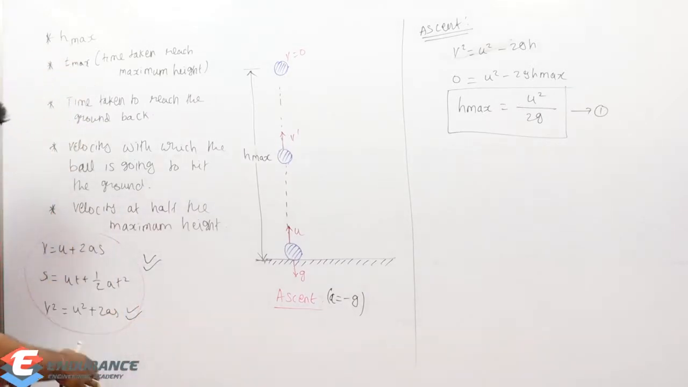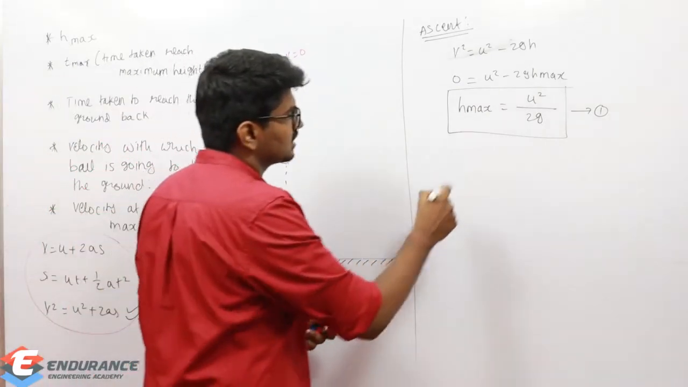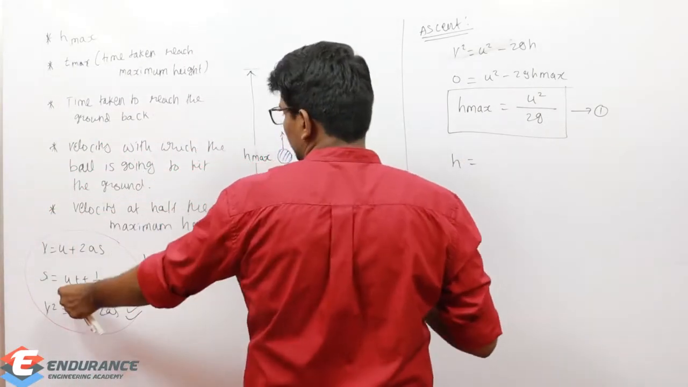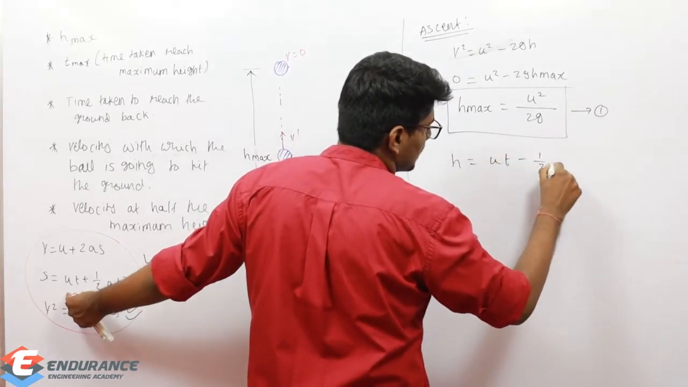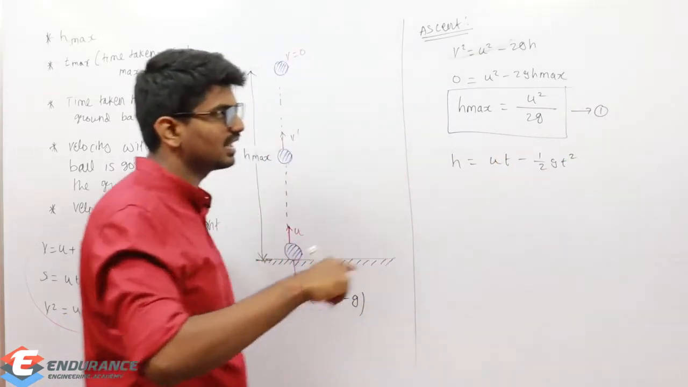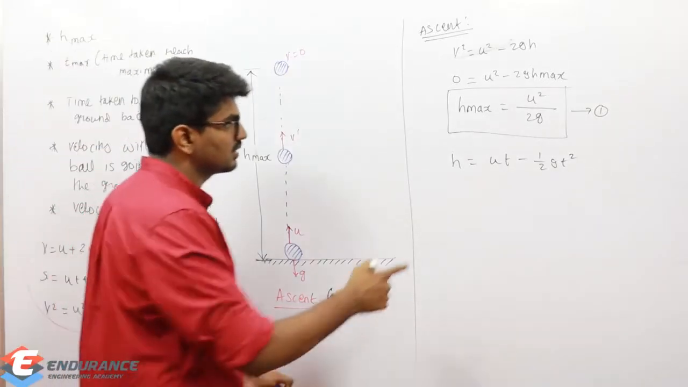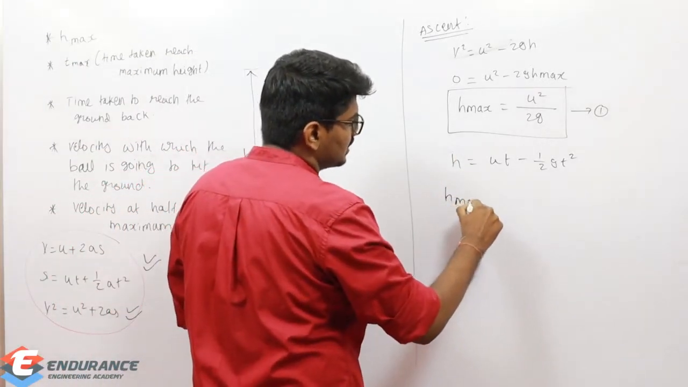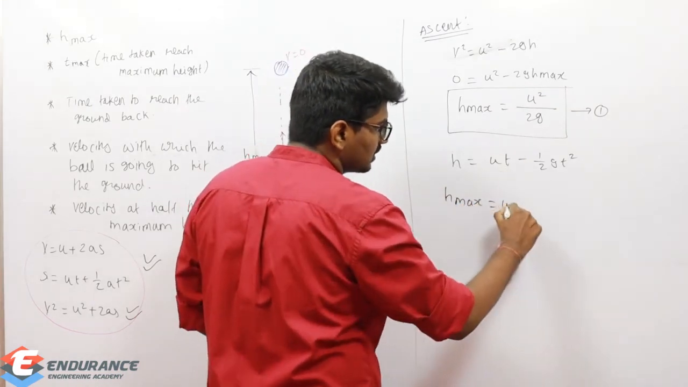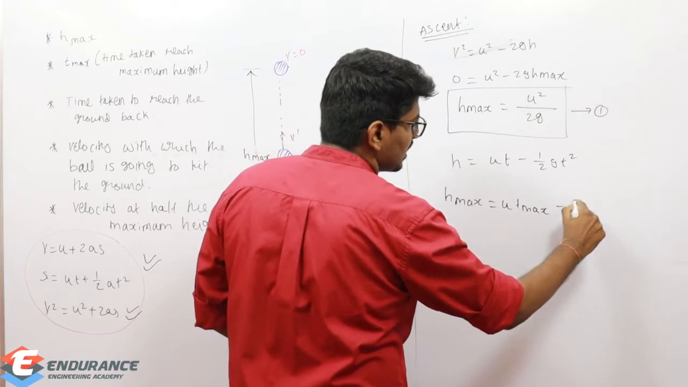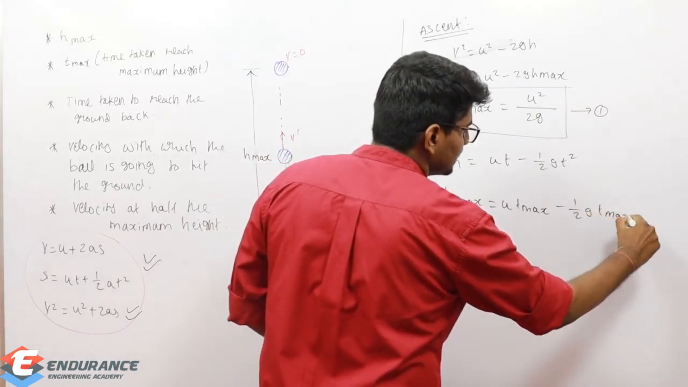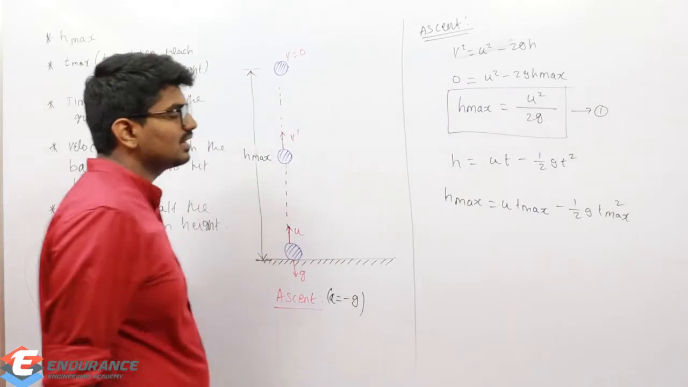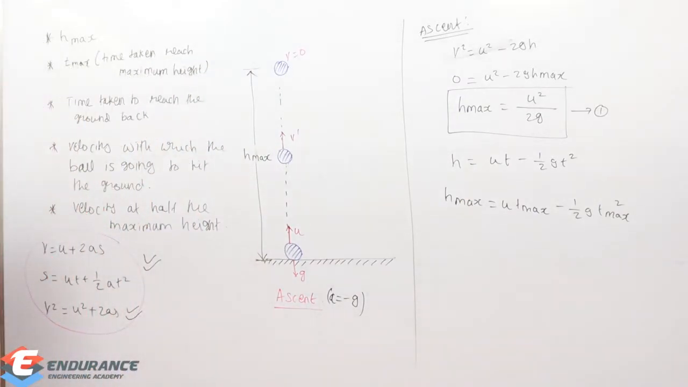How to determine it? Again, I need to use any one of these three equations. Now I know what h max is, right? First, let me write down the general equation: h is equal to u into t minus 1 by 2 g t square. Since gravity is opposing, it has to be minus. Now h max is known, so for reaching h max distance, the time taken, let me take it as T max, minus 1 by 2 into g T max square. Now we will rearrange it so that I can get T max. But I think it will become difficult for us to find T max from this equation.